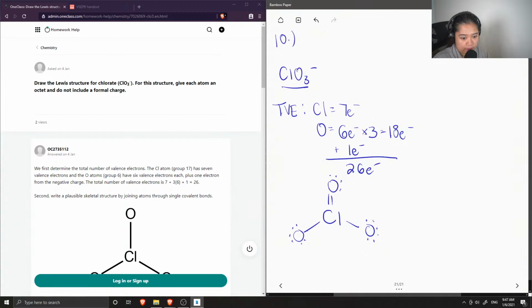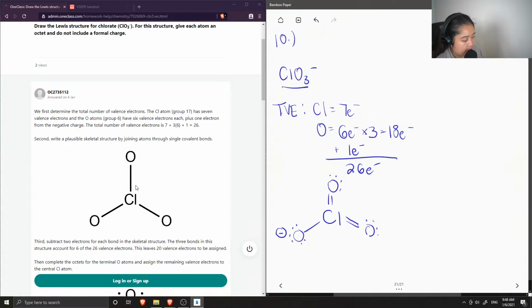So let me try to draw another double bond. And you'll notice this is how the chlorate ion has its negative charge. And then if we were to count it all out, we would now have 26 electrons in this structure.